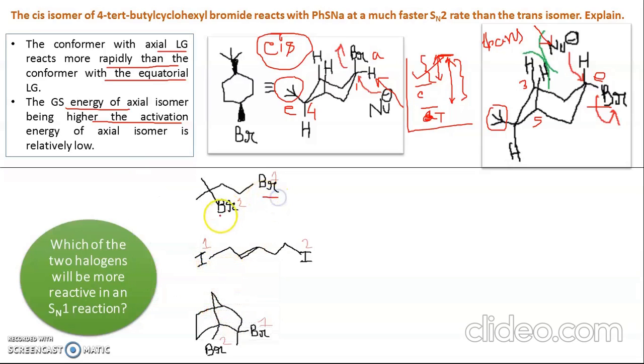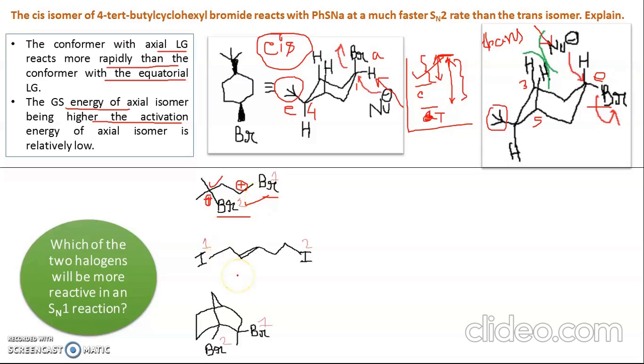So bromine atom 1 and bromine atom 2. Which of these bromine atoms will take part in the SN1 reaction? If it is bromine 1, the positive charge will be here, which is primary. But if bromine 2 is leaving, then the positive charge is on this carbon, which is 3 degree. So obviously bromine 2 will be the better leaving group. So this halogen, that is this bromine atom, will be more reactive.